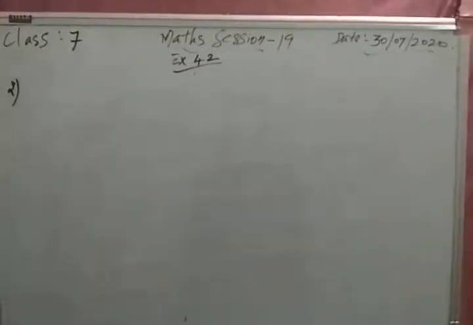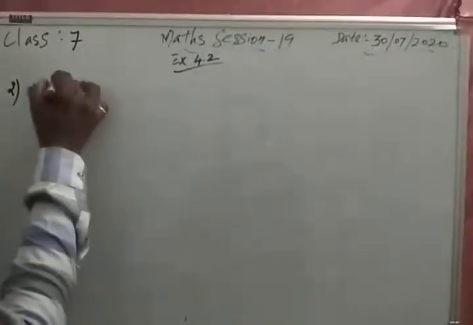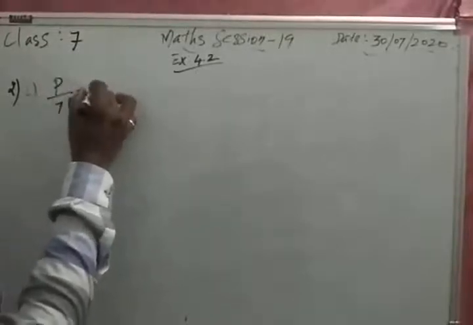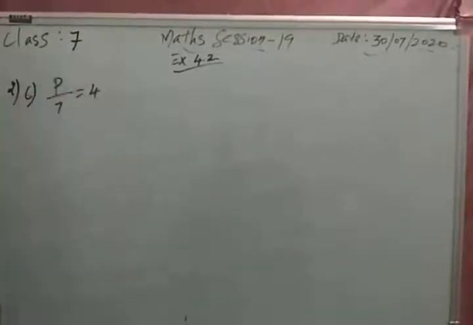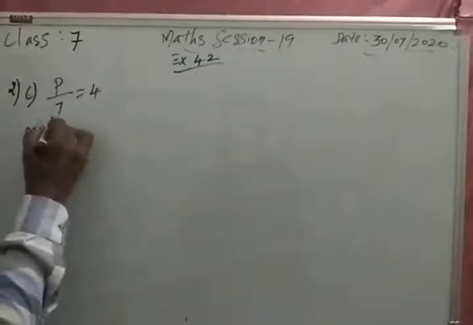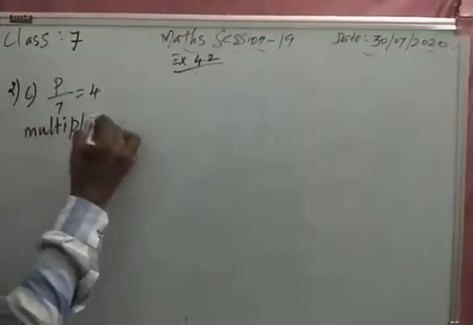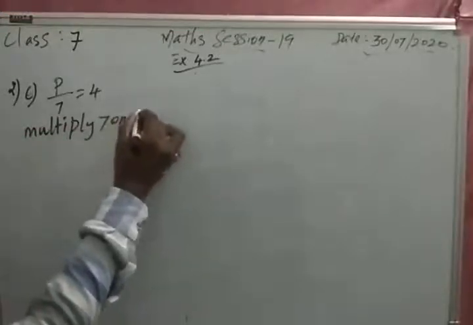Third one means C. What is the C they have given there? C is P upon 7 is equal to 4. Here also we are taking the same thing. The division they have given, so we have to multiply. Multiply 7 on both sides.